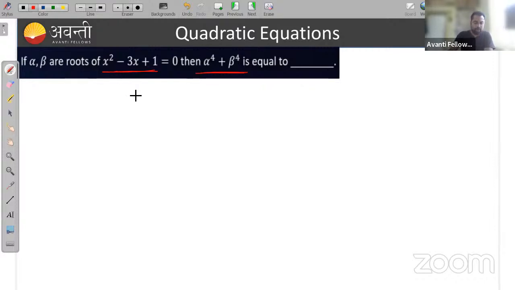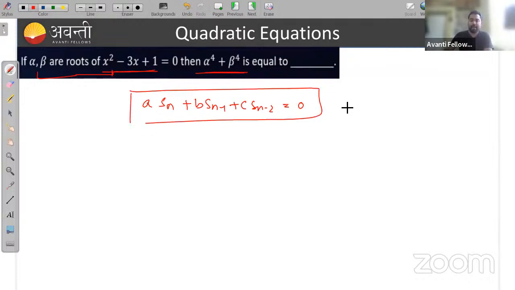Suppose this is my S4. So for S1, what is the condition? If alpha and beta are the roots of these equations, we know the condition: A into Sn plus B into Sn minus 1 plus C into Sn minus 2 is equal to 0. It is actually very easy. The questions from these concepts are very easy. In the given quadratic equation, A is 1, B is minus 3, and C is 1. So from where do we start to get alpha to the power 4 plus beta to the power 4?